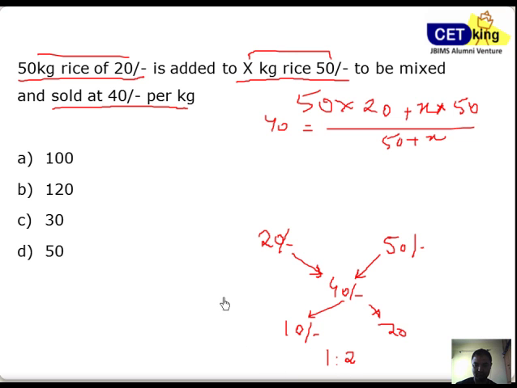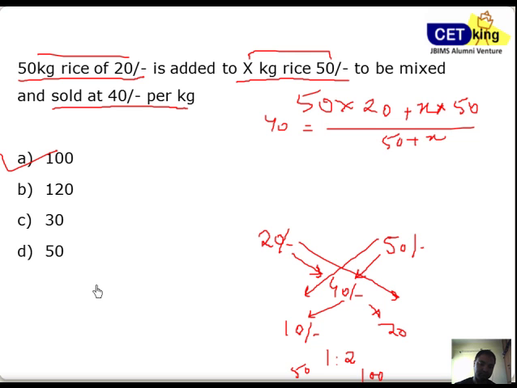This minus this, this minus this. If the 1 part was 50 kg, how much will be the 2 part? 100 kg. How much time? 20 seconds to solve the question. 100 kg.